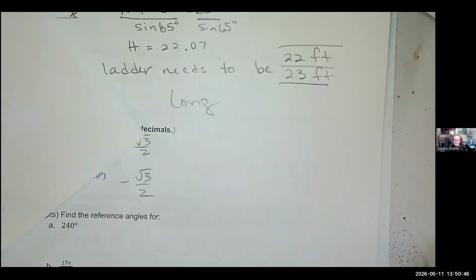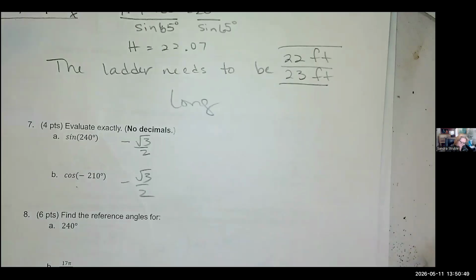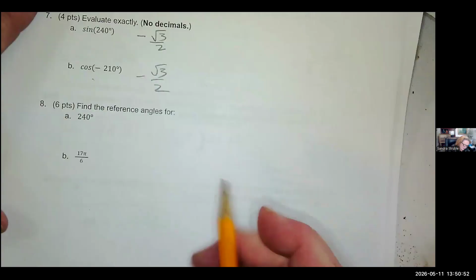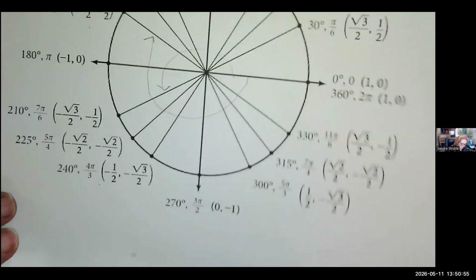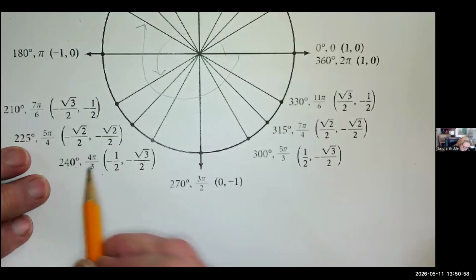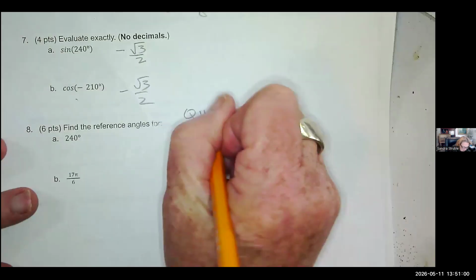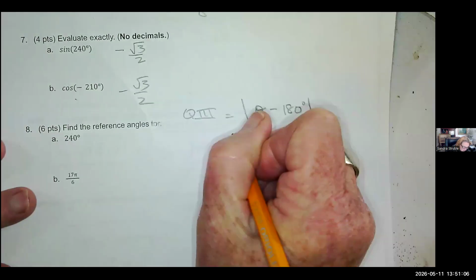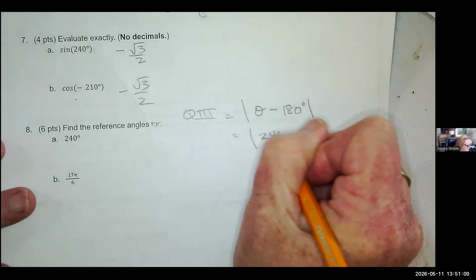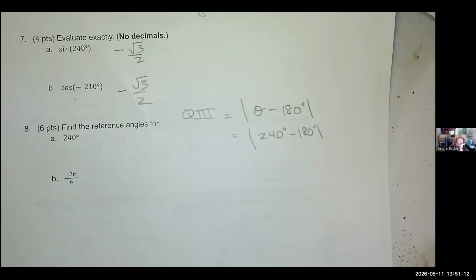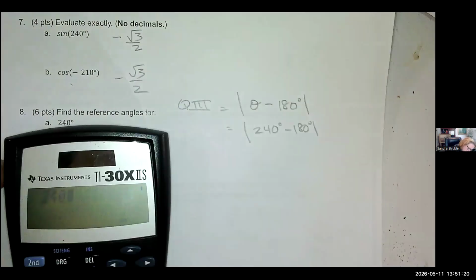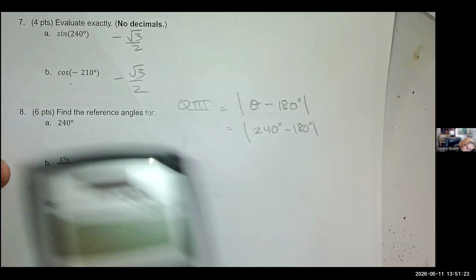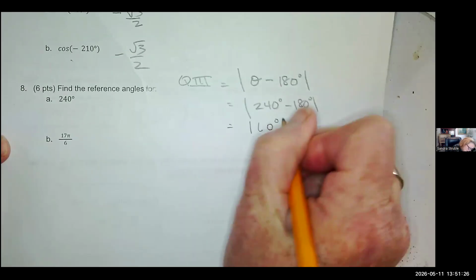All right, find the reference angle for 240 degrees. The 240 degrees is in quadrant 3. And in quadrant 3, you have to use the absolute value of theta minus 180. So absolute value of 240 minus 180. So 240 minus 180 is 60. Absolute value of 60 degrees. It's already positive, so we're going to leave it as positive 60 degrees.